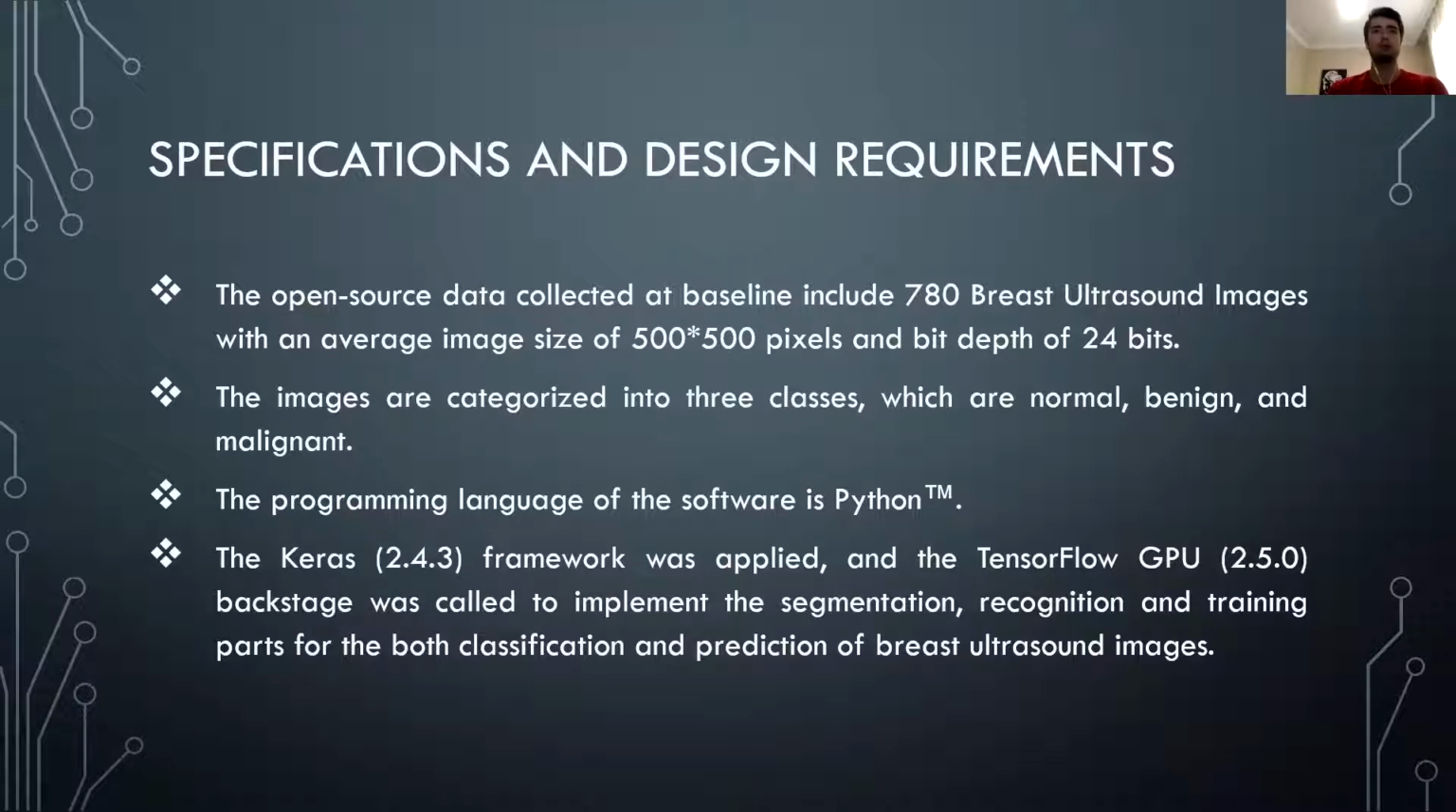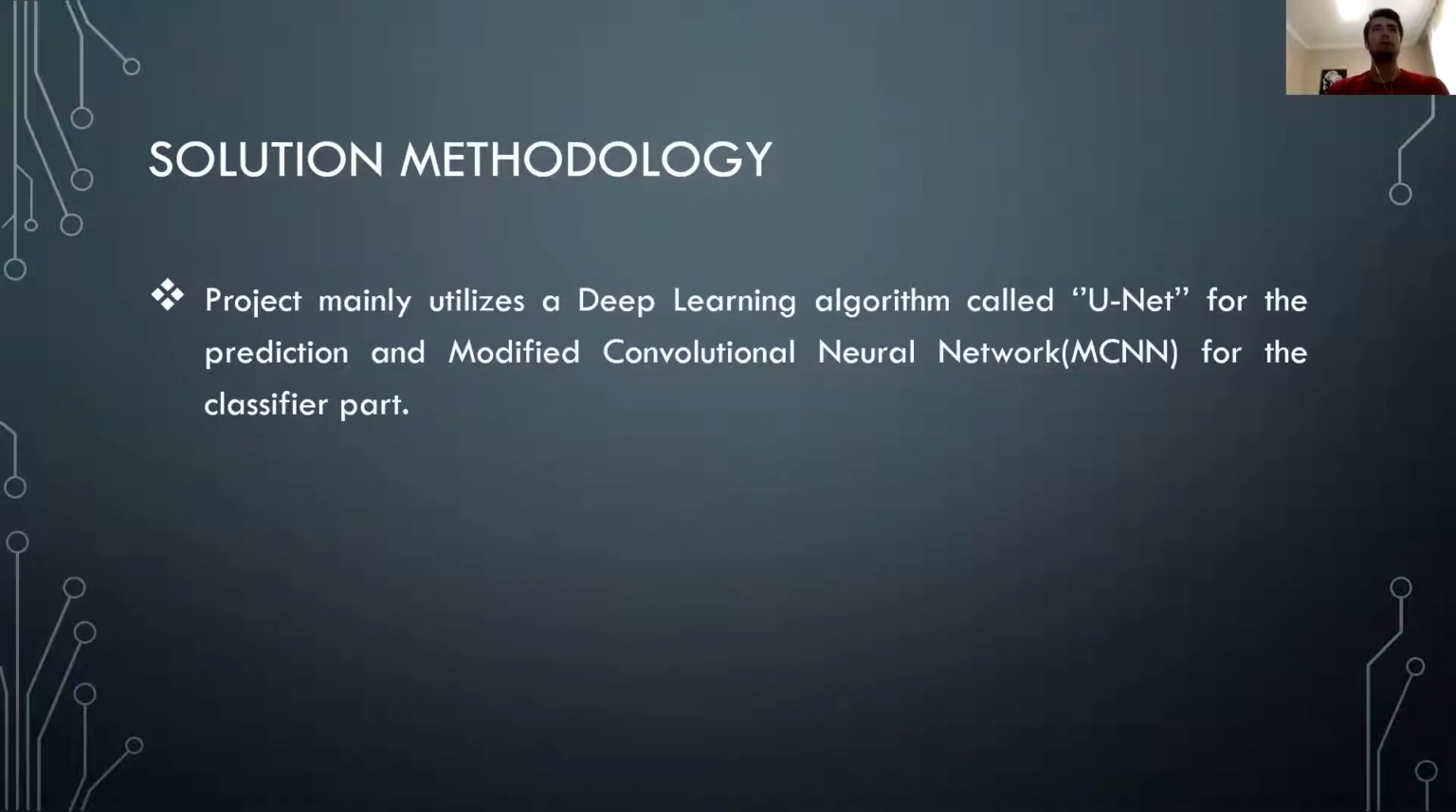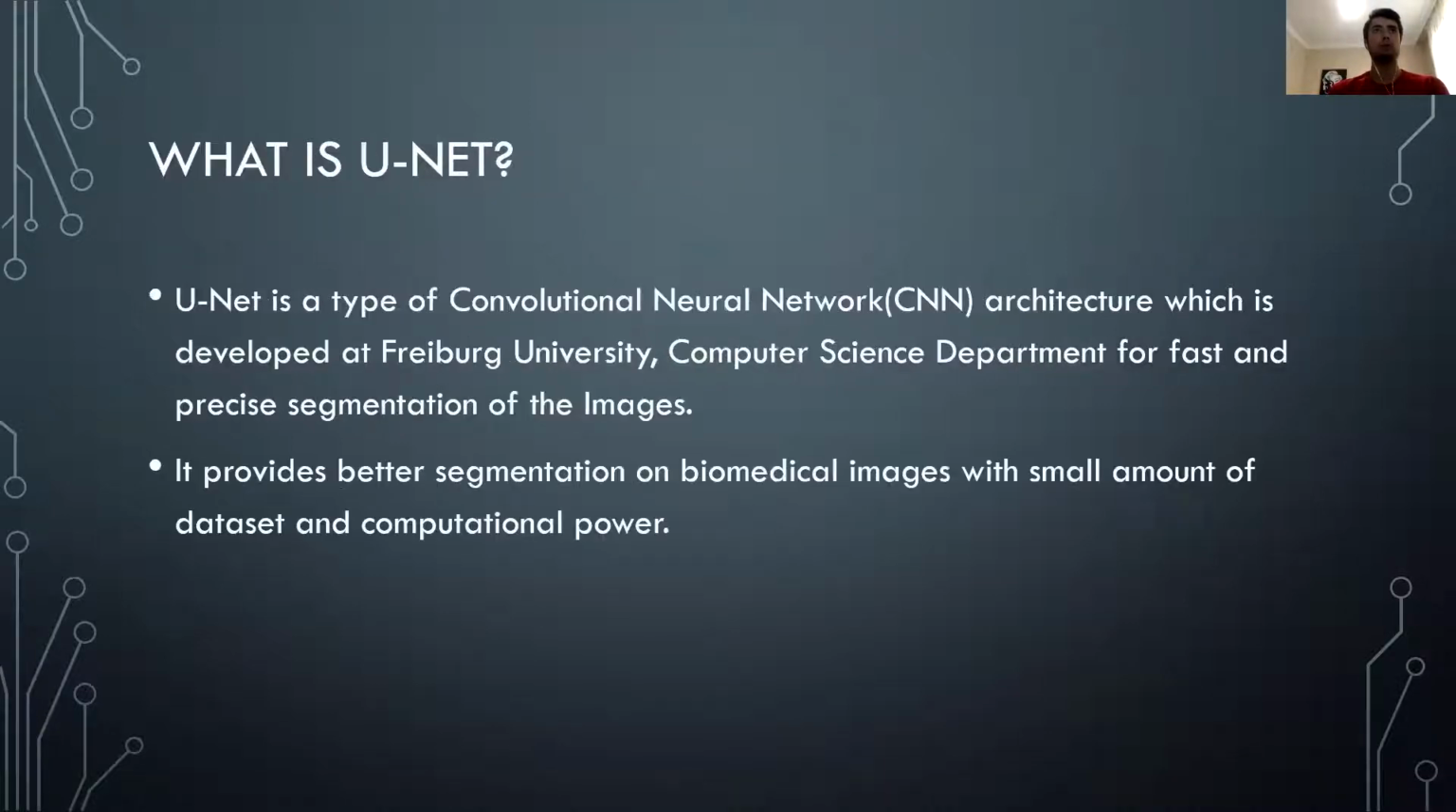For solution methodology, the project mainly utilized the deep learning algorithm called UNet for the prediction, and a modified convolutional neural network for the classifier part. So what is UNet? UNet is a type of convolutional neural network architecture which was developed at Freiburg University Computer Science Department for fast and precise segmentation of images. It provides better segmentation on biomedical images with a small amount of dataset and computational power.